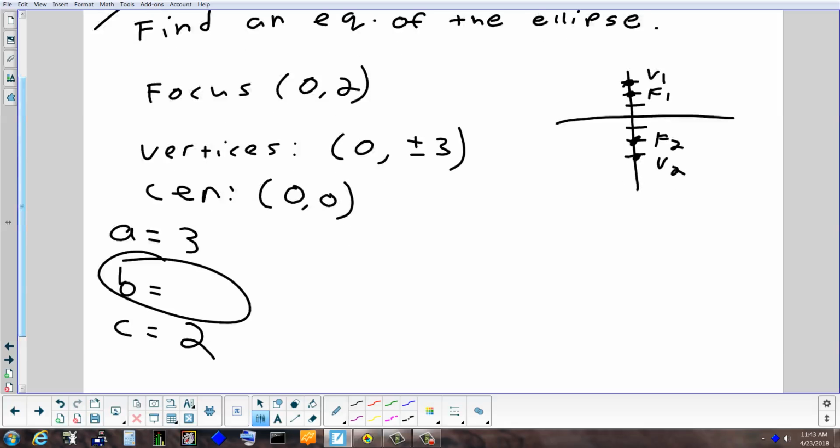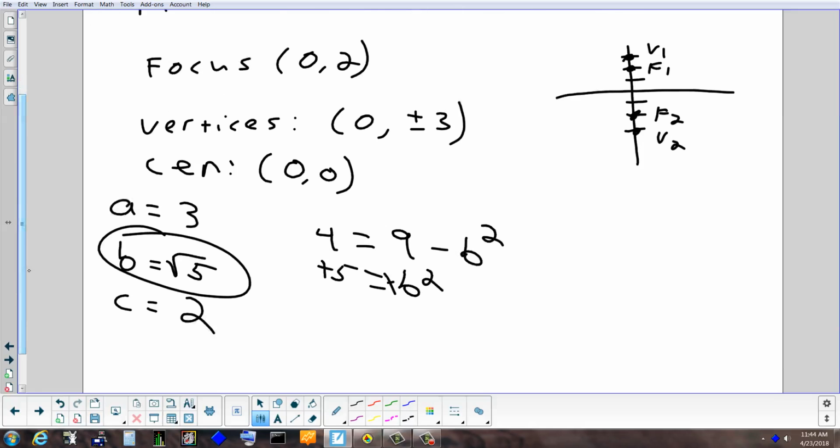Okay. What's the formula to find B? C squared equals A squared minus B squared. So negative 5 equals negative B squared. You can just cancel the negatives. And really, you don't even need B. You need B squared. Okay, but if you want to write B, it's the square root of 5.